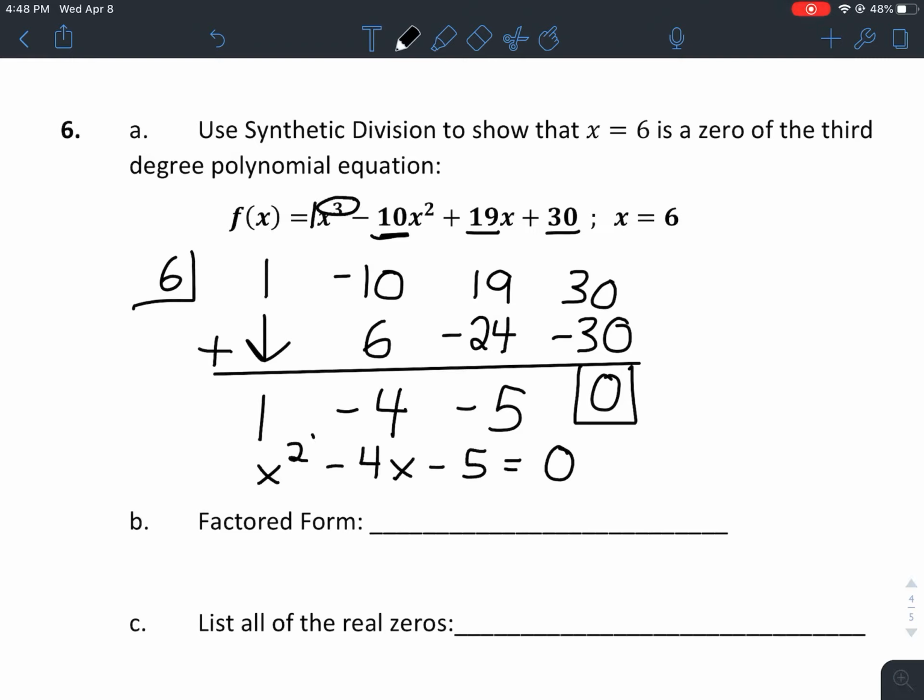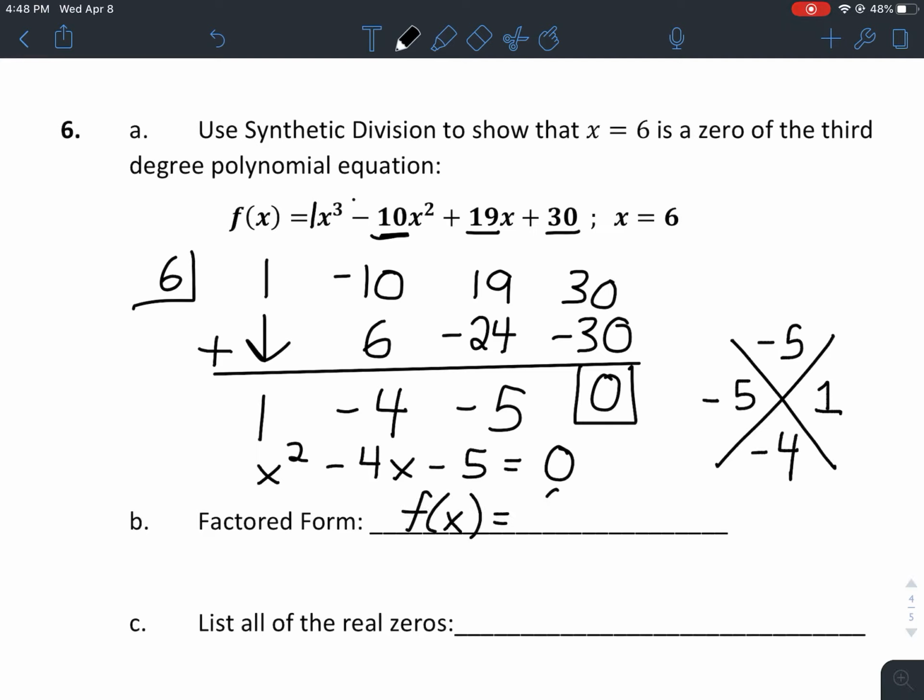So you just go down 1 from what that is. And now we need a factor. So we're thinking what multiplies to -5, but when we add those same two numbers together, we get -4. So the two numbers would be -5 and 1, because -5 times 1 is -5, but -5 plus 1 is -4. So therefore our factored form would be f of x equals x minus 5, x plus 1.